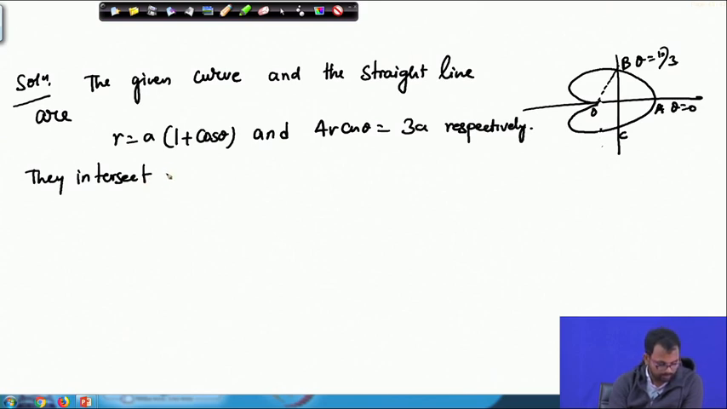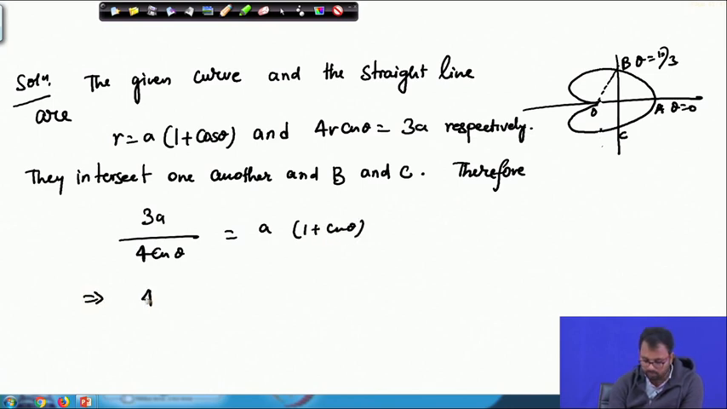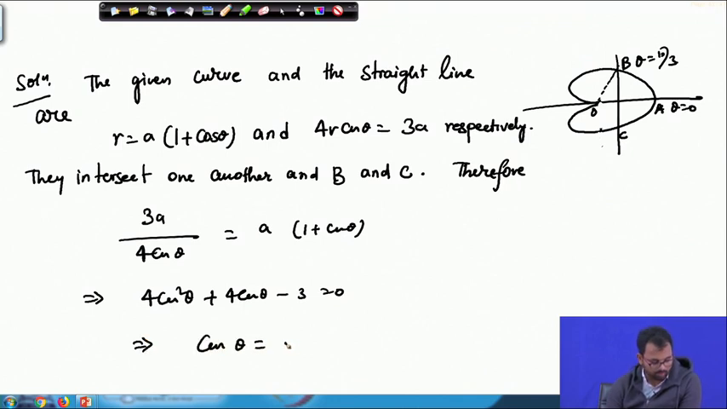So basically this is the line and this is the curve, and they intersect one another at B and C. Therefore the point of intersection can be calculated by substituting r, so that is 3 by 4 cos theta equals a times 1 plus cos theta, and from here we will basically obtain a quadratic equation 4 cos square theta plus 4 cos theta minus 3, and if we solve this equation then we will obtain cos theta equals half, and if cos theta is half then theta is pi by 3.